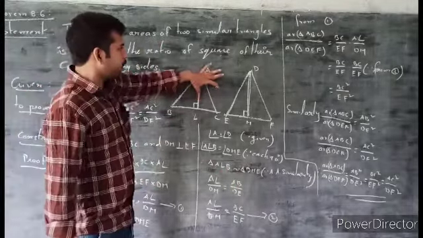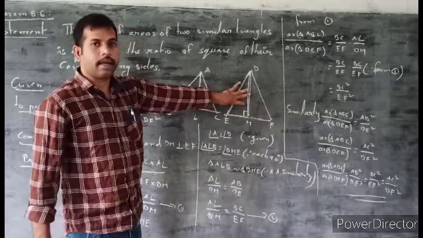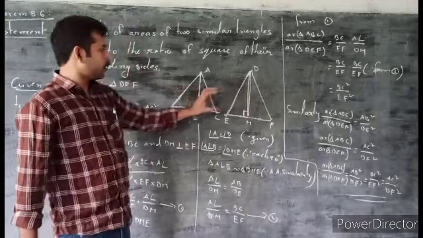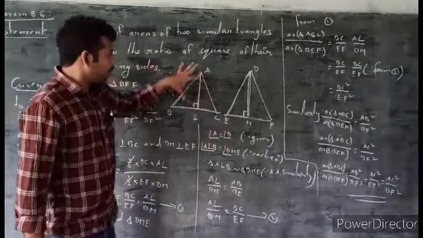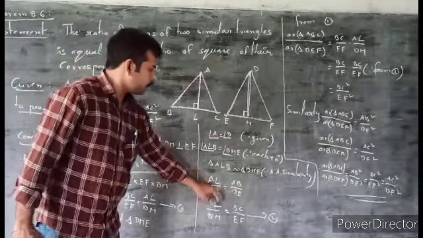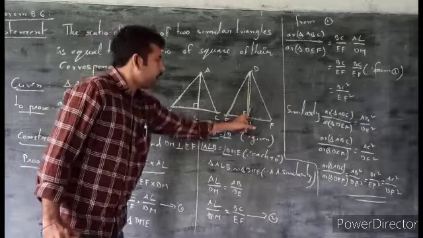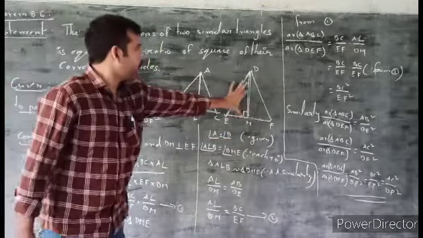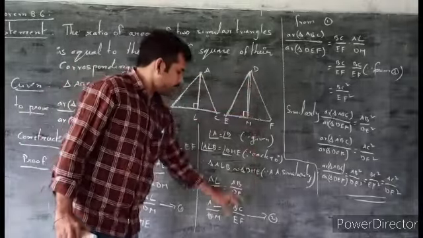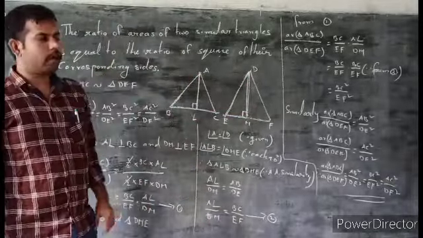Second step: the corresponding sides are proportional. So corresponding sides are AL by DM equal to AB by DE. Next, AL by DM equal to BC by EF. Next, AL by DM equal to AC by DF. Third one.